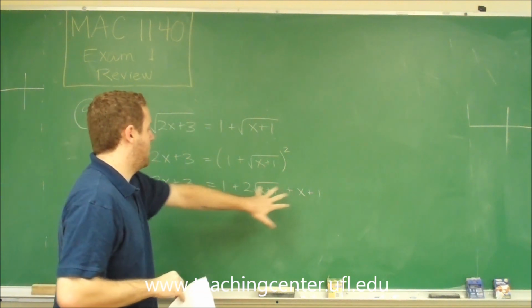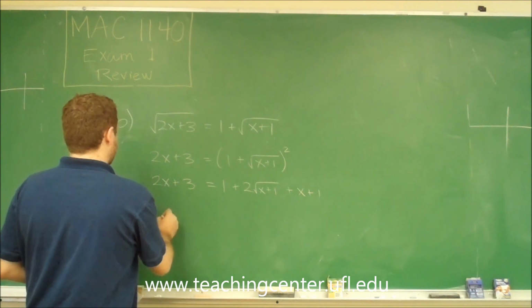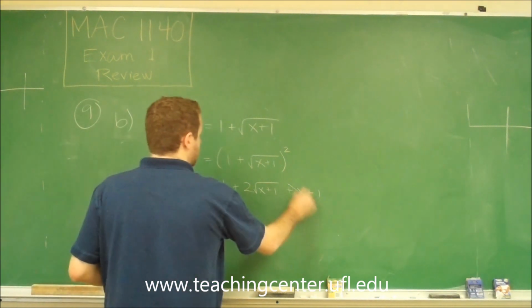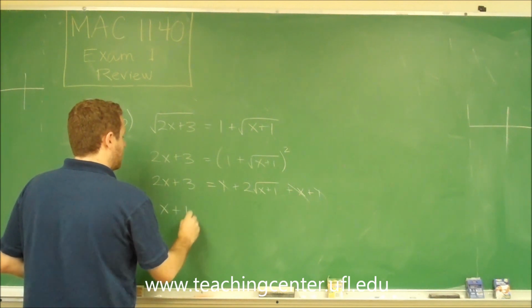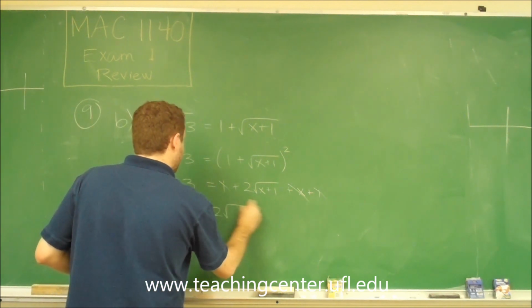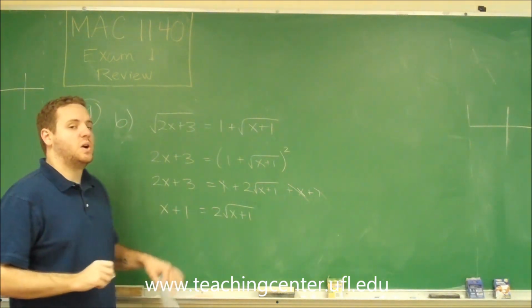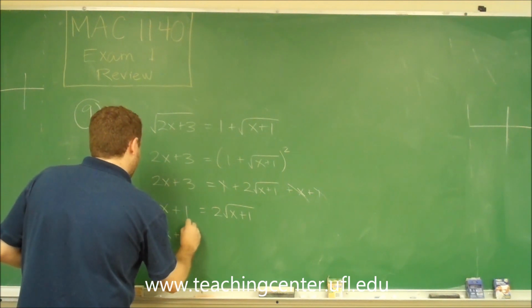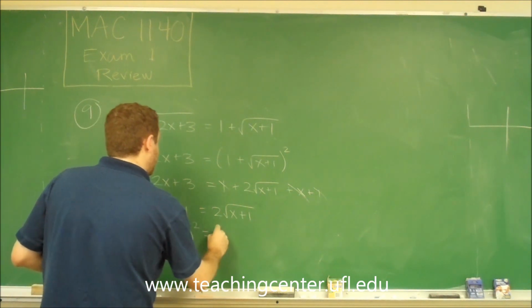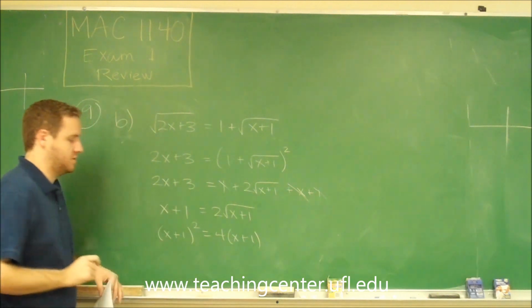So let's move all the other stuff that's not the radical to the other side. So we would subtract x. We would subtract 2 from this, so we get x plus 1 equals 2 root x plus 1. Now we're ready to square both sides again. We get x plus 1 squared. This side we would have 4 times x plus 1 because you need to square the 2 as well.